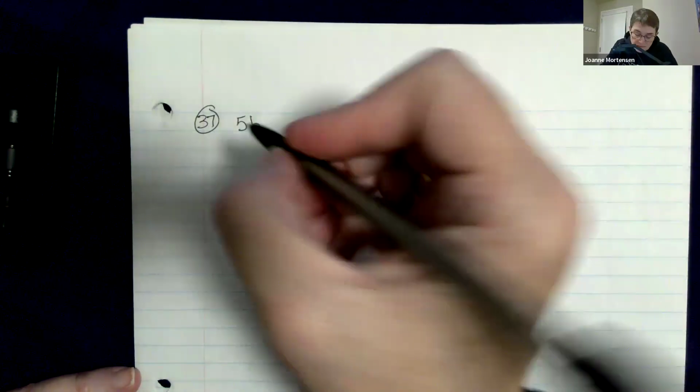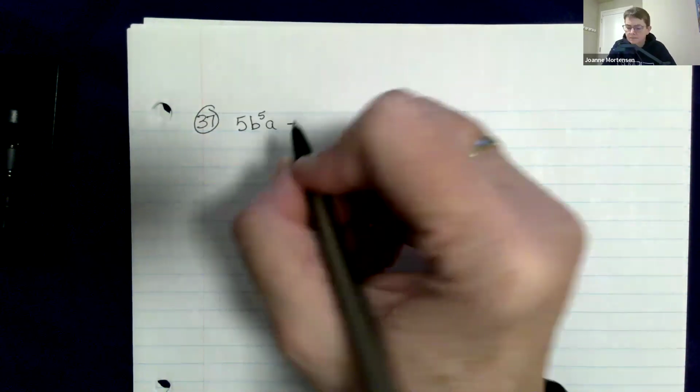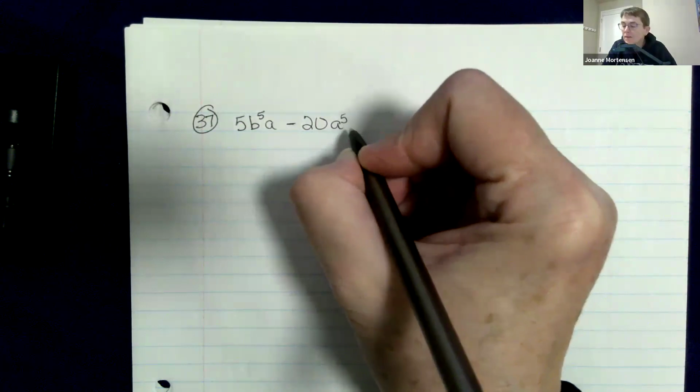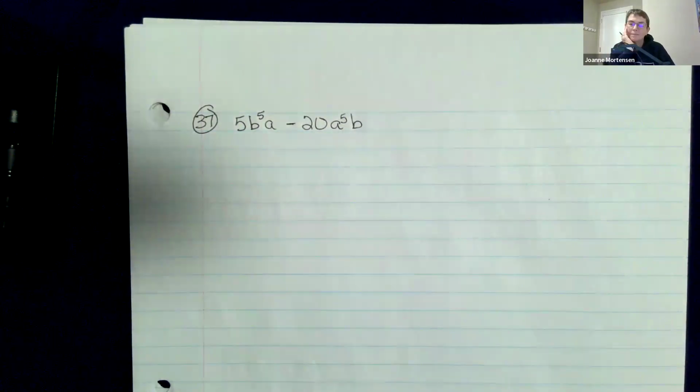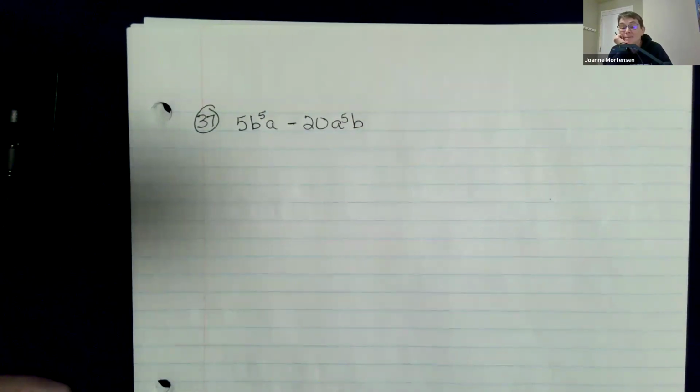Oh my, 5. Where's it? 5b5 times a minus, holy, 28 to the 5th. I didn't make it up. I hit some buttons on the computer and it generated this. And I'm like, well, it's got 2 terms. I like that. It's got a negative in the middle. Let's see where it goes.